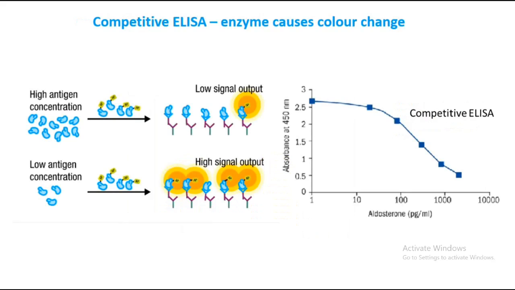So this is a summary of how it would look. If your sample has high antigen concentration, it's able to compete with the labeled antigen and you get a low signal. If you have low antigen concentration, then there's more chance that the labeled antigen will be able to bind to the antibody and cause a high signal. This is just an example of how a competitive ELISA would look. The higher the absorbance, the lower the concentration of your target. Likewise, the lower your absorbance, the higher the concentration of your target.